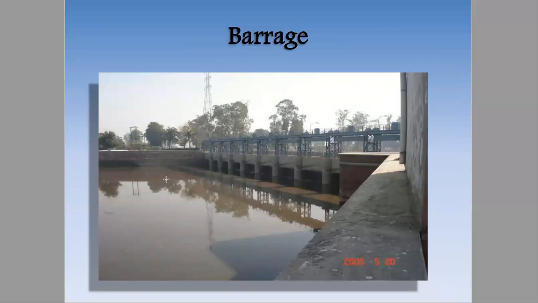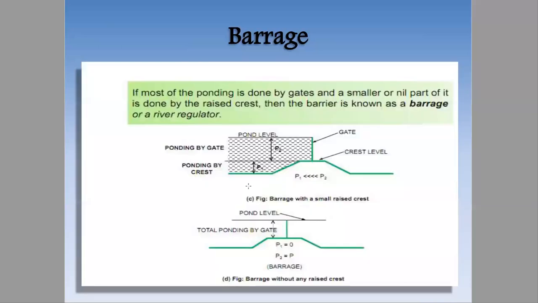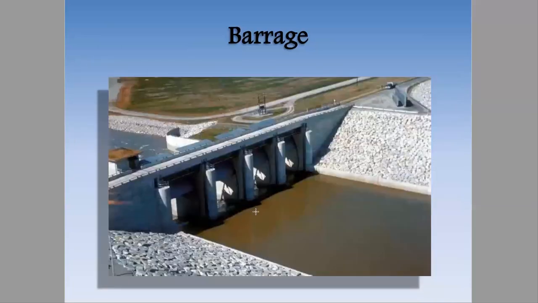Okay, you can see clearly that the gates will release water if it is not required. This is the ponded water. Here you can see the ponding effect can be controlled using the gates present.